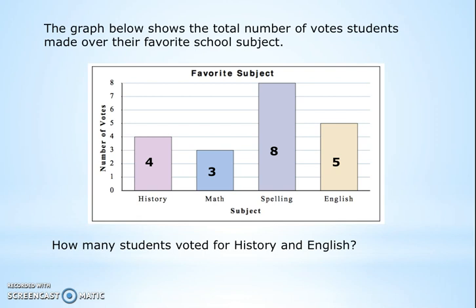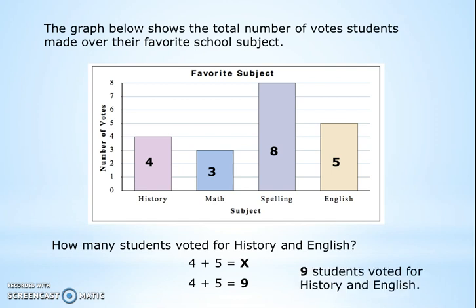Now I am ready to answer my question. How many students voted for history and English? My question is asking me for both votes on history and English together. So I know that I'm going to look for 4 history and 5 English. 4 plus 5 equals 9. So I know that there were 9 students who voted for English and history. Let's look at another problem.